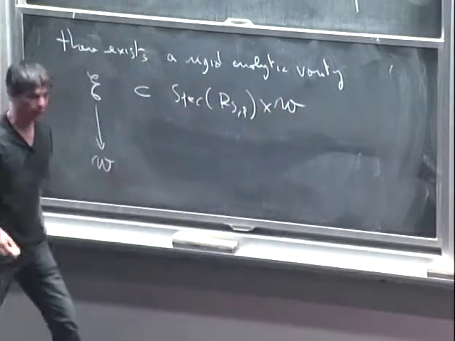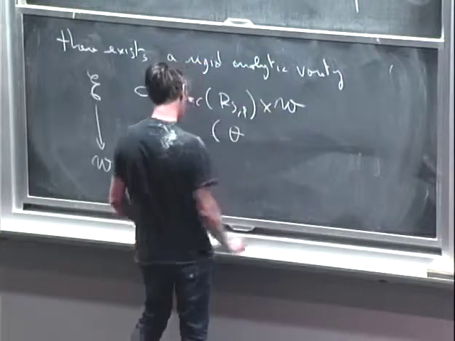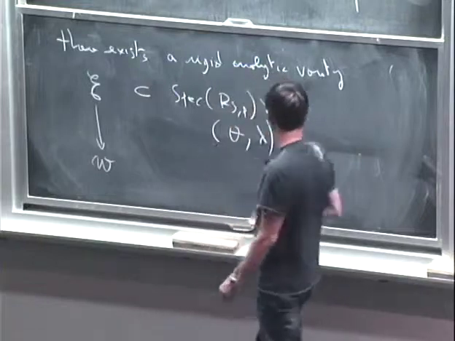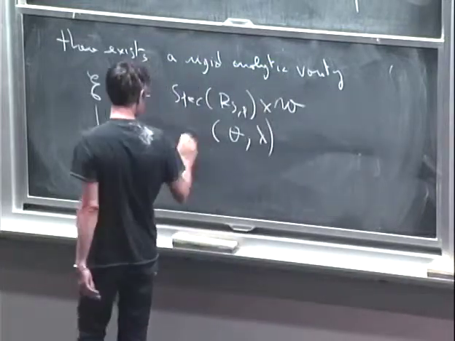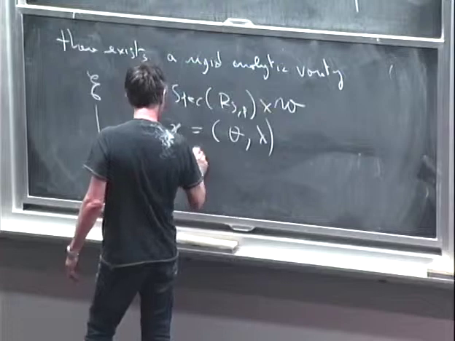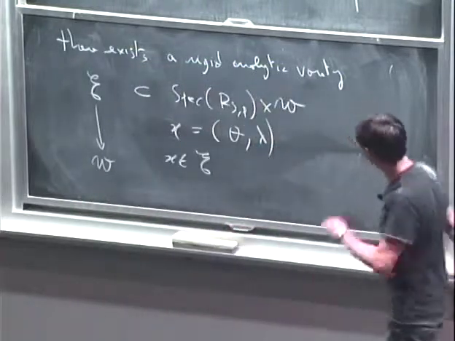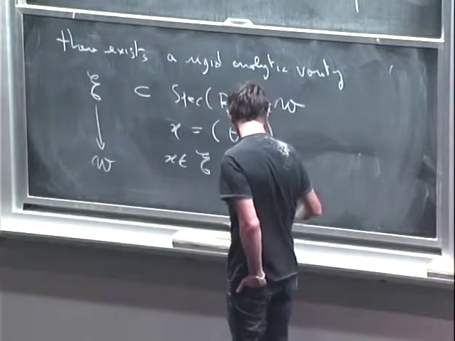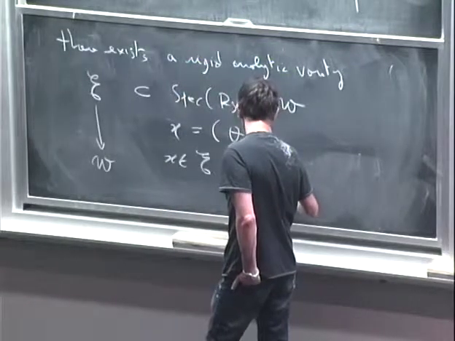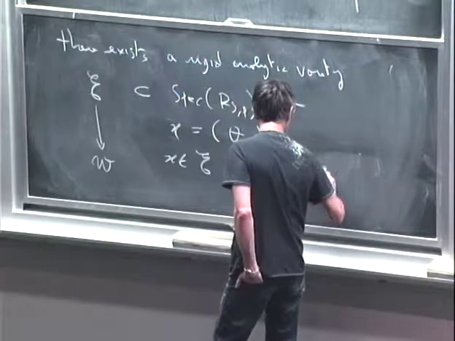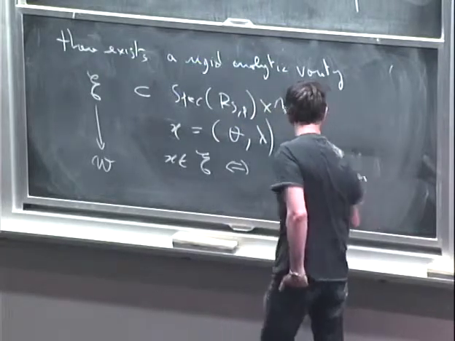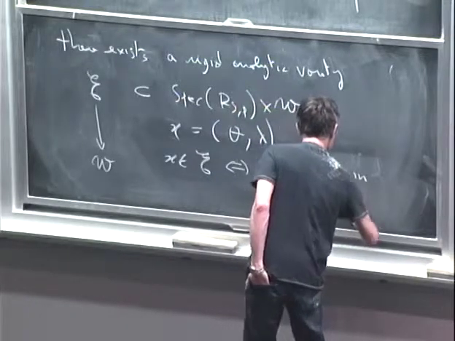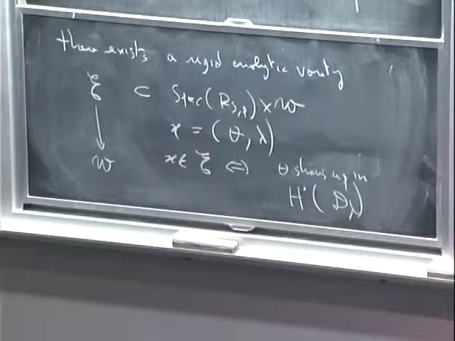So elements in here are just pairs of a character of this algebra and a weight. And this point belongs to the rigid variety E if and only if theta shows up in the cohomology of D_lambda. Yes?